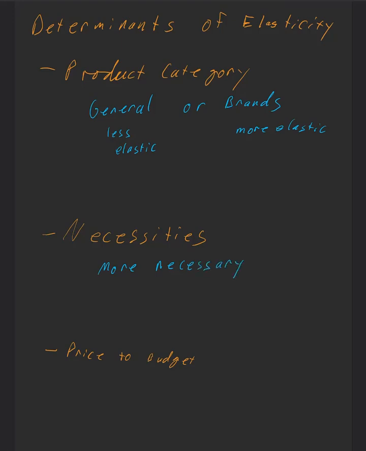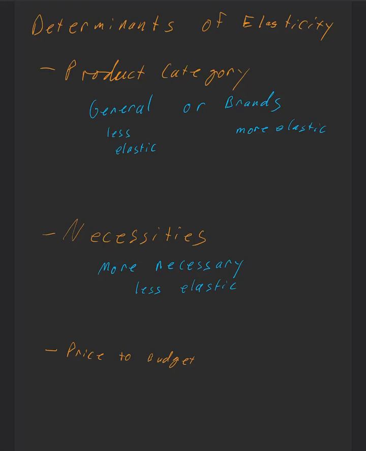More necessary, less elastic. So less sensitive to price. Okay, the final thing is the ratio of the price to your budget or to your income. A really big percentage change in price for an item that is very low in price, like a 50% increase in a stick of gum that costs $1, so it goes up to $1.50, isn't going to change our total consumption very much because it's a very small portion of our budget.